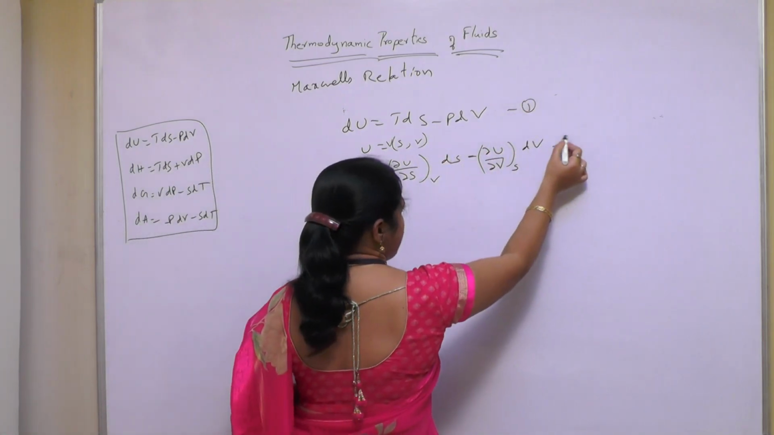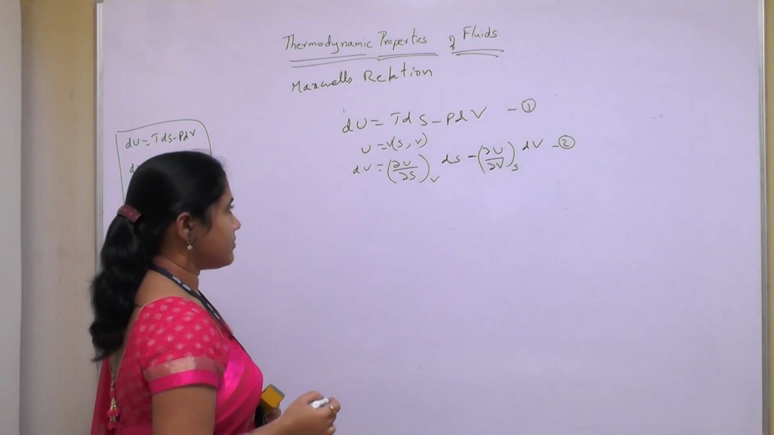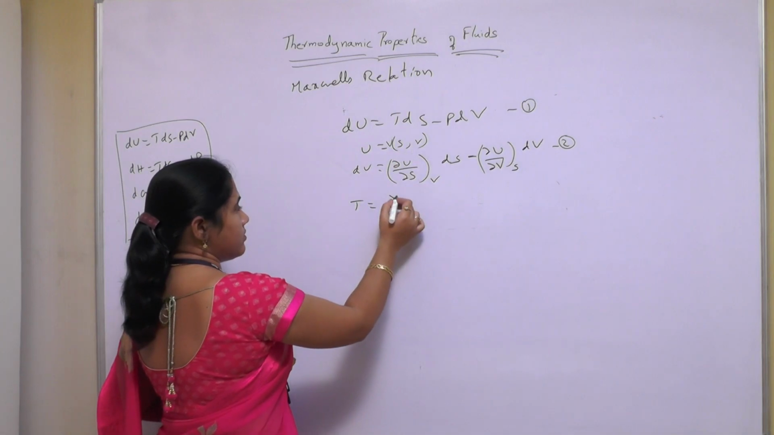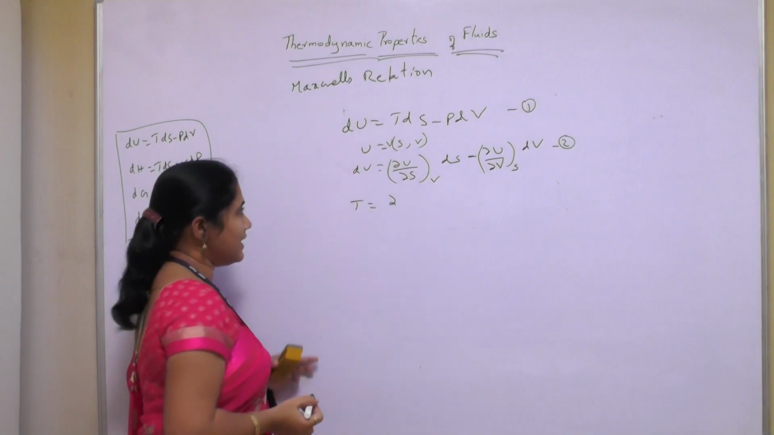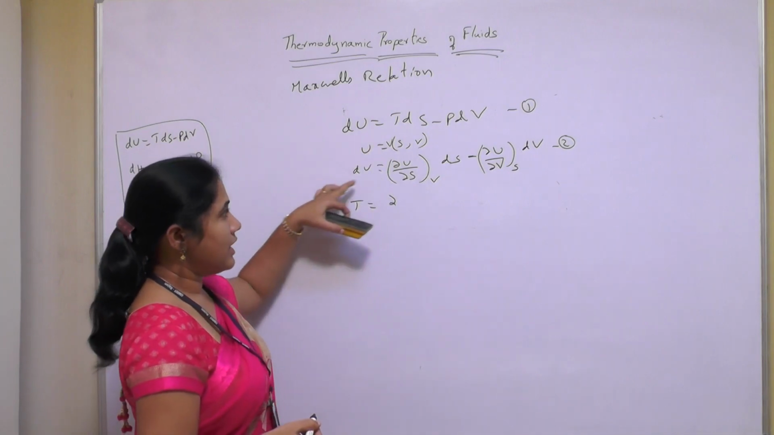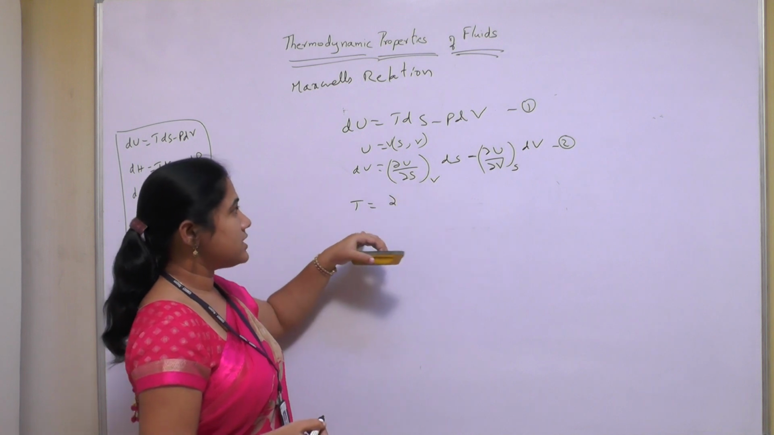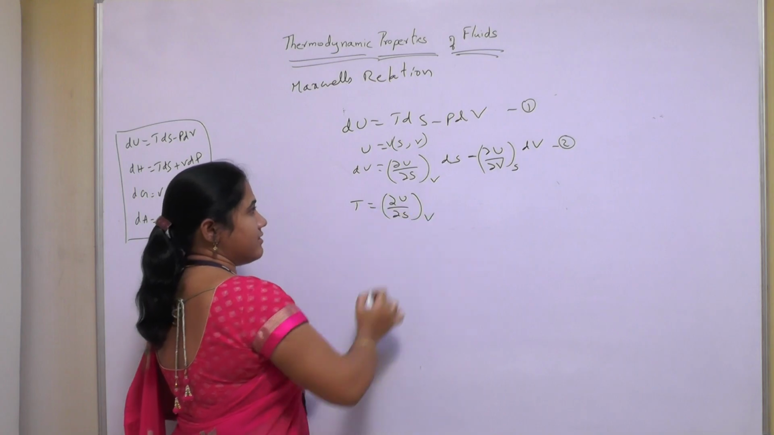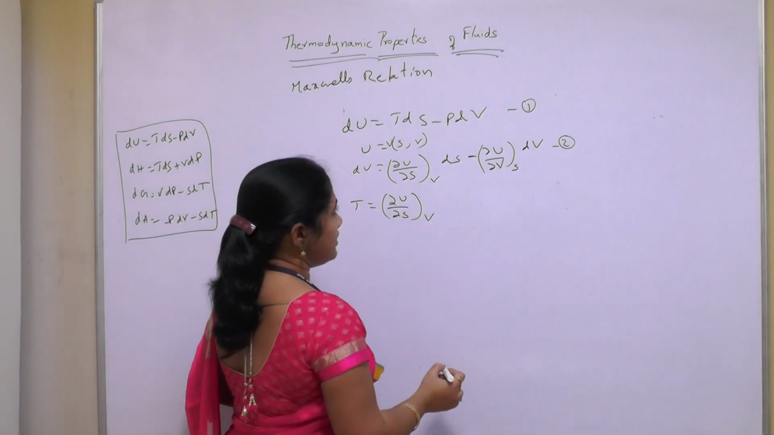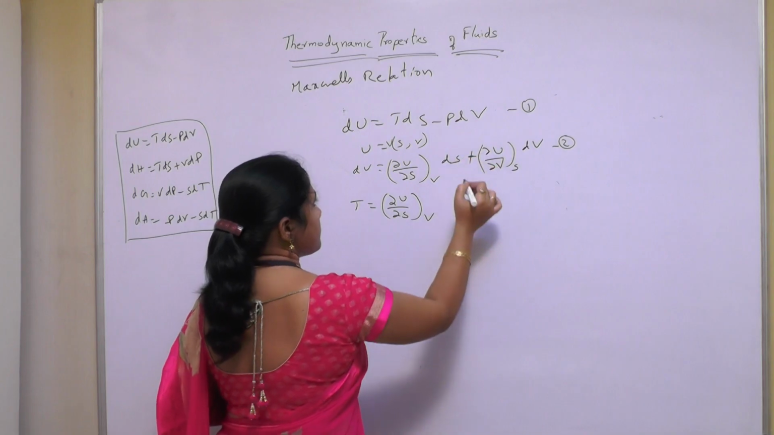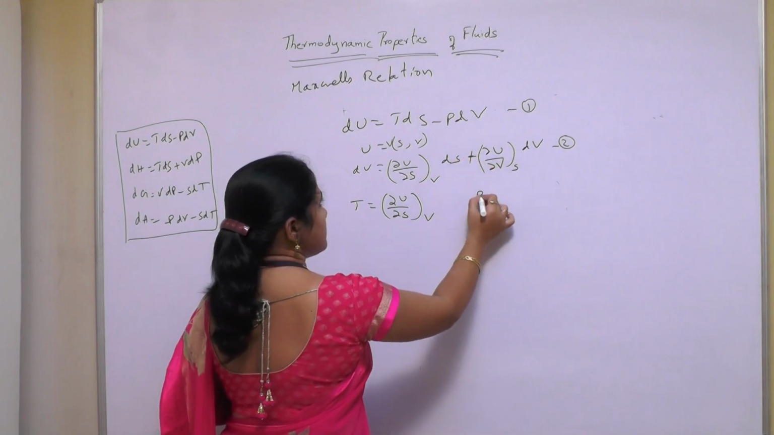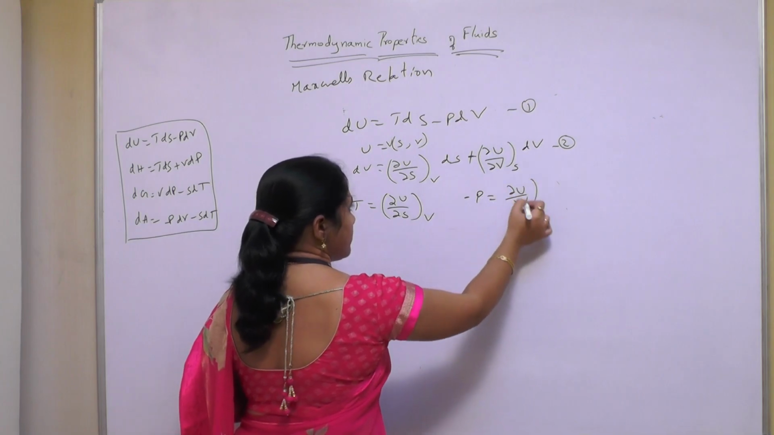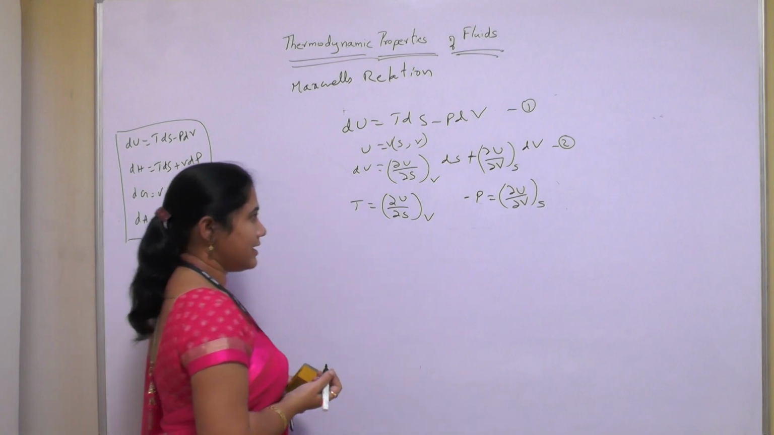So now equate equation 1 and equation 2. Because the left-hand side is the same, dU and dU, the coefficients are the same. So T equals (∂U/∂S) at V, and similarly, minus P equals (∂U/∂V) at S.